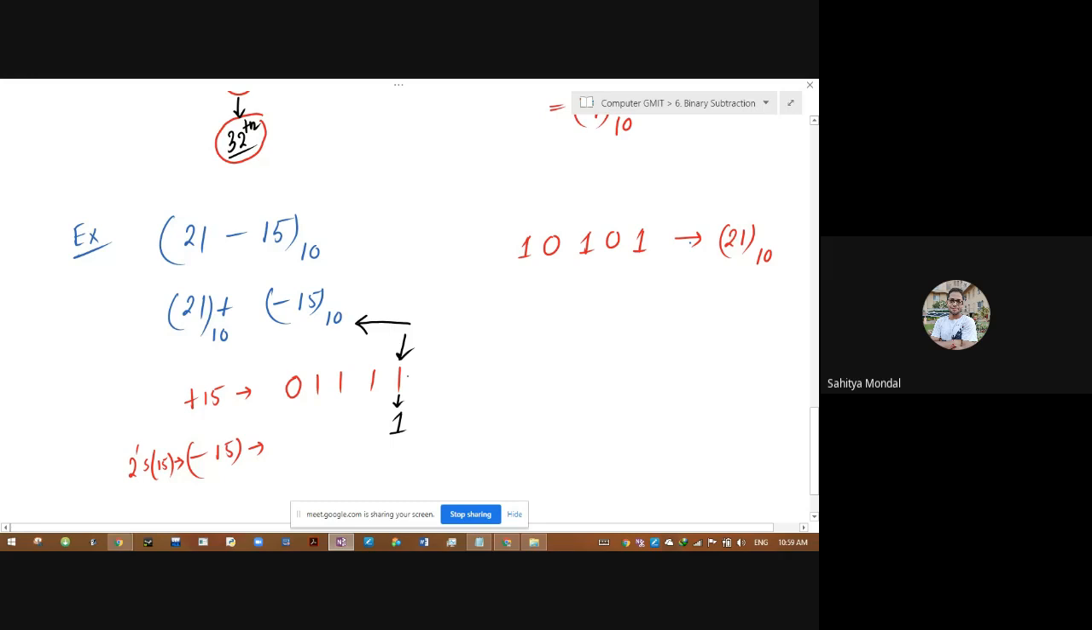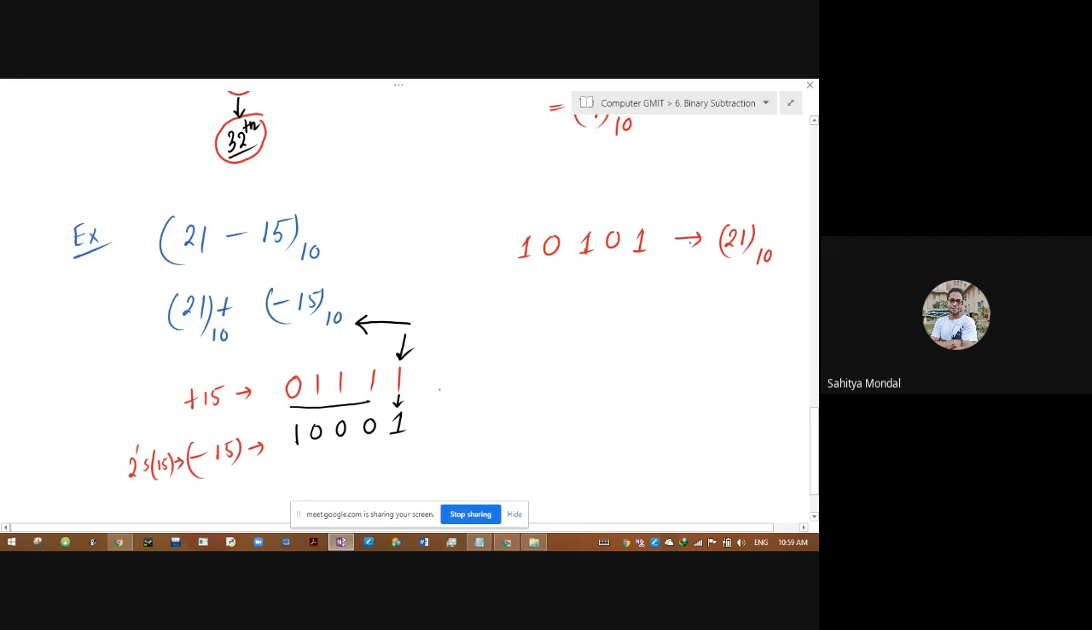If we get a 1, put that 1 and the remaining bits will be toggled. So I have put this 1, after that the remaining bits will be toggled: 0, 0, 0, 1. In this way we can directly convert a number to its 2's complement form.